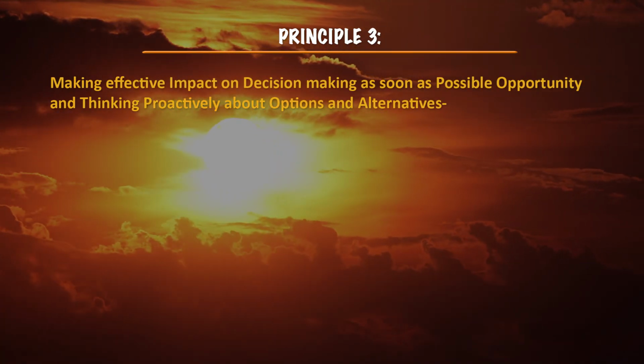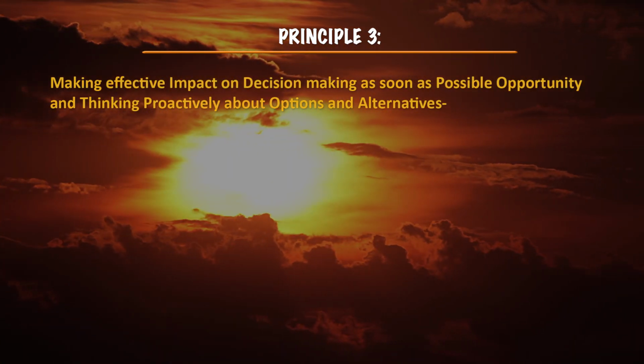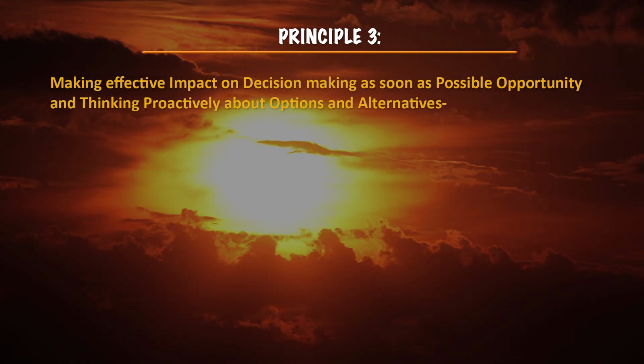That means not only provide the permission, it also provides the guidelines and also helps the proposal to control the measures as well as the mitigation procedures. And next we come to principle 3. What does it speak about? It speaks about making an effective impact on decision making as soon as possible.